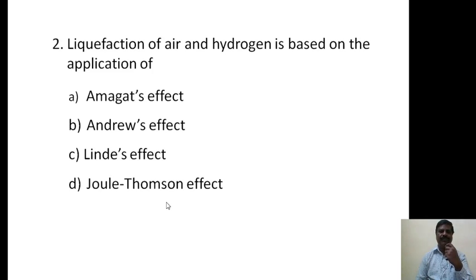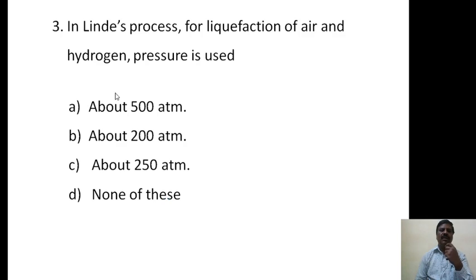Third question: in the Linde's process for liquefaction of air and hydrogen, what pressure is used? A option about 500 atmosphere, B option about 200 atmosphere, C option about 250 atmosphere, and D option none of these. I will give just 10 seconds for you. You have to answer the correct option.